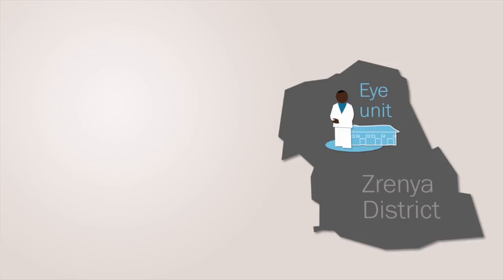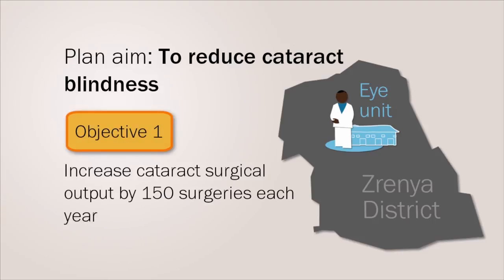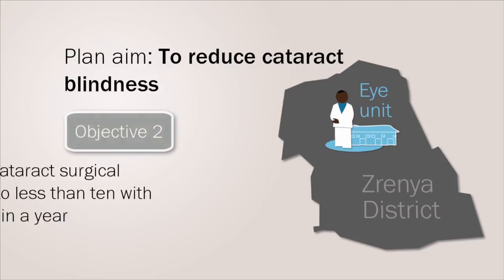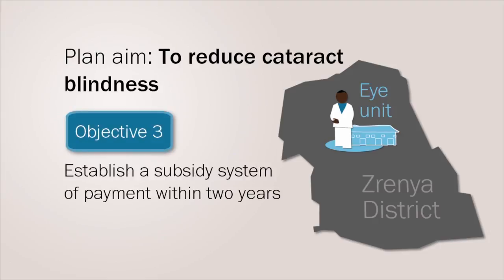Let's look at an example. Zrenia Eye Unit has developed a plan which aims to reduce cataract blindness in the district. The plan has 3 key objectives. Increase cataract output by 150 surgeries each year. Improve the outcome of cataract surgeries so that less than 10 surgeries have an outcome of less than 6/60 within a year. And establish a subsidy system of payment within 2 years.